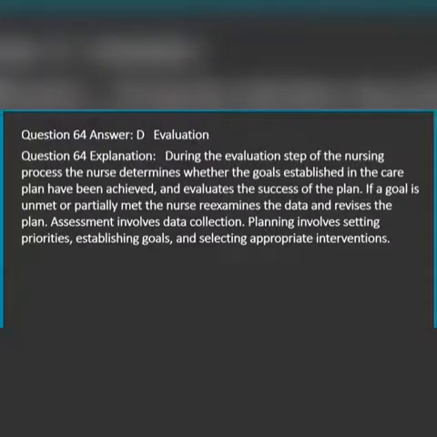Evaluation. Question 64 Explanation: During the evaluation step of the nursing process, the nurse determines whether the goals established in the care plan have been achieved, and evaluates the success of the plan. If a goal is unmet or partially met, the nurse re-examines the data and revises the plan. Assessment involves data collection. Planning involves setting priorities, establishing goals, and selecting appropriate interventions.